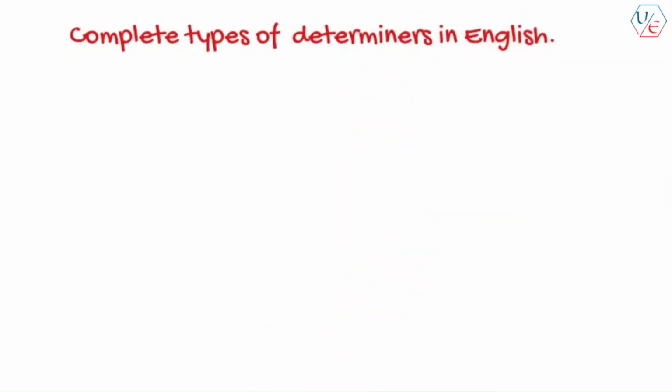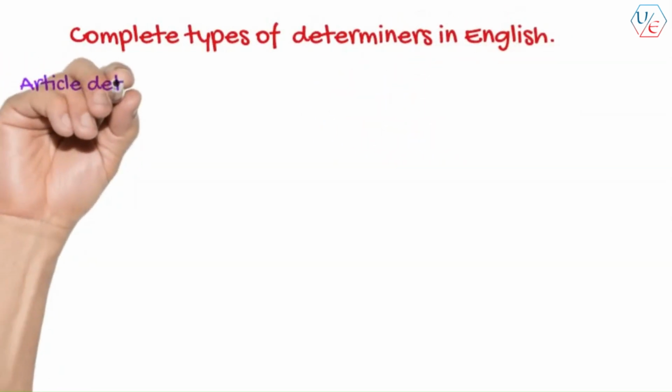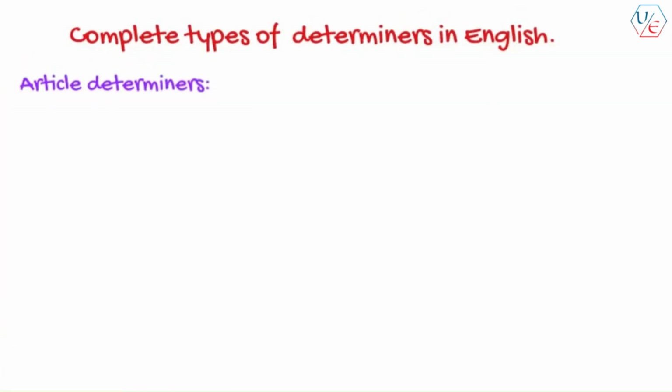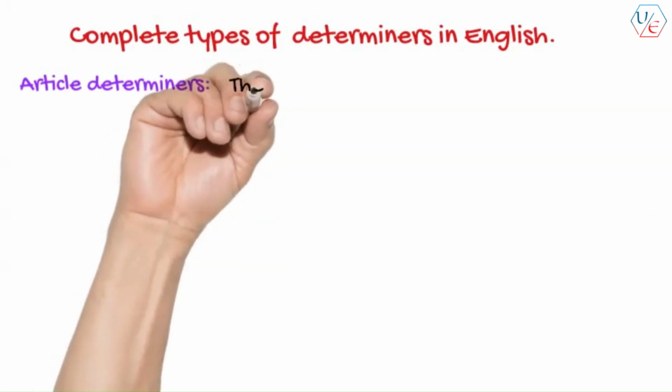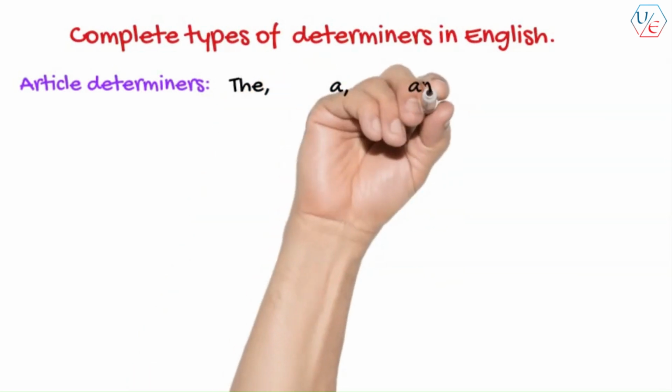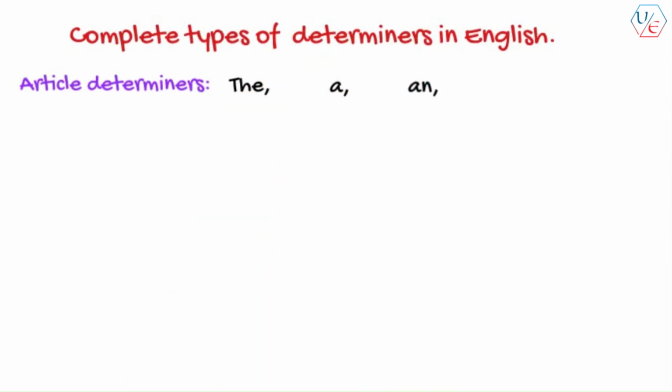Let us see complete types of determiners in English. We will begin with article determiners. In English, there are three article determiners: the, a, and an. These words are used before a noun to indicate whether the noun is specific or general.